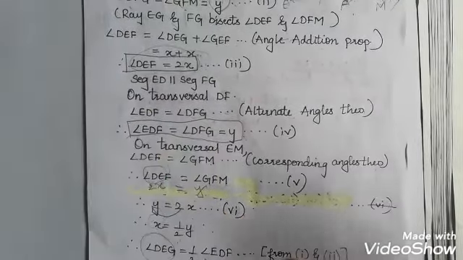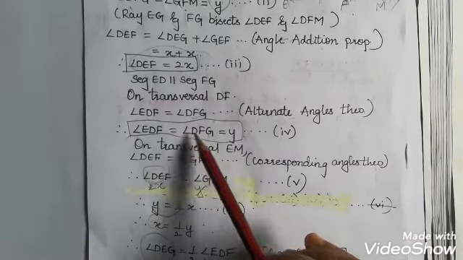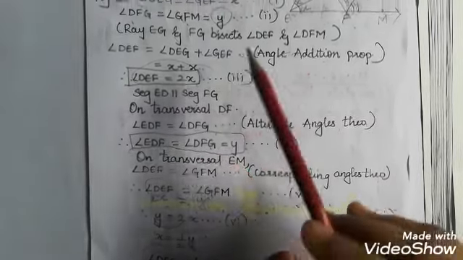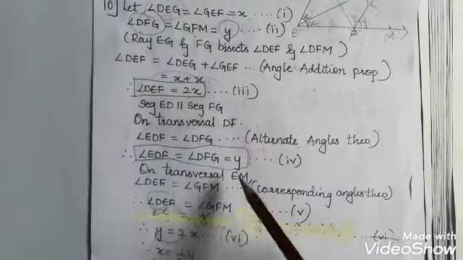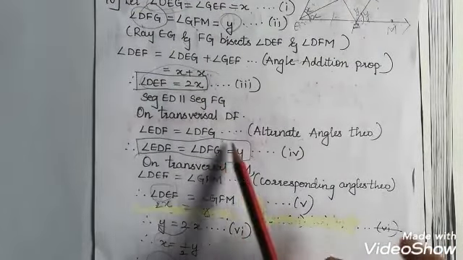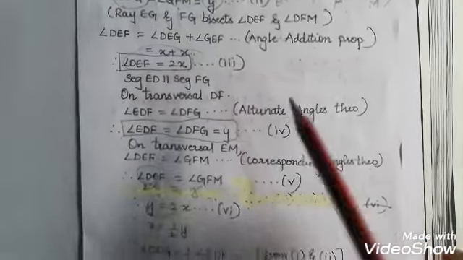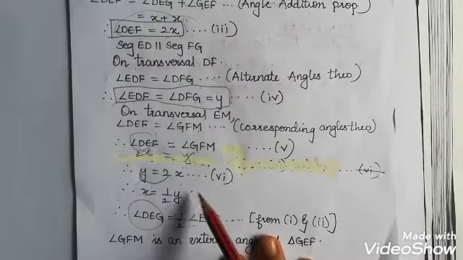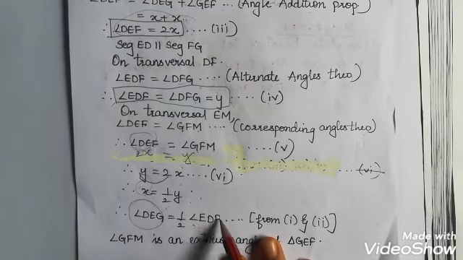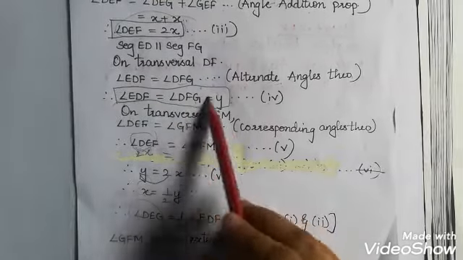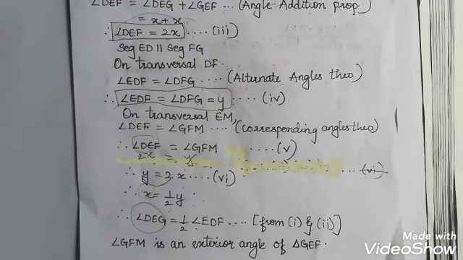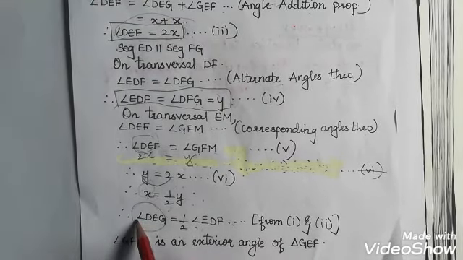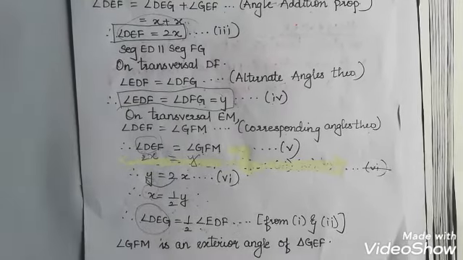If I see over here, angle EDF and angle DFG are equal to y. So I can take angle DFG. Why DFG? Because DFG and EDF are equal and that is equal to y. So in place of y, I will write angle EDF. So I got it from 1 and 2. So I have proved the first statement: angle DEG is half of angle EDF.